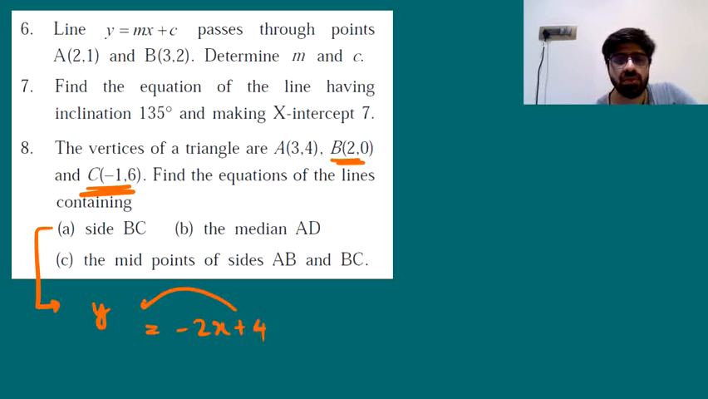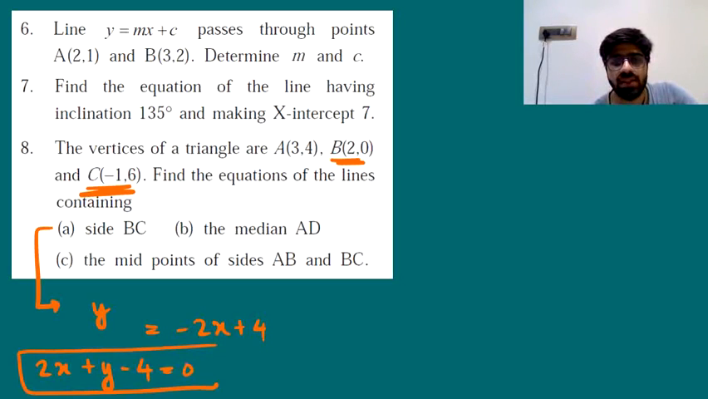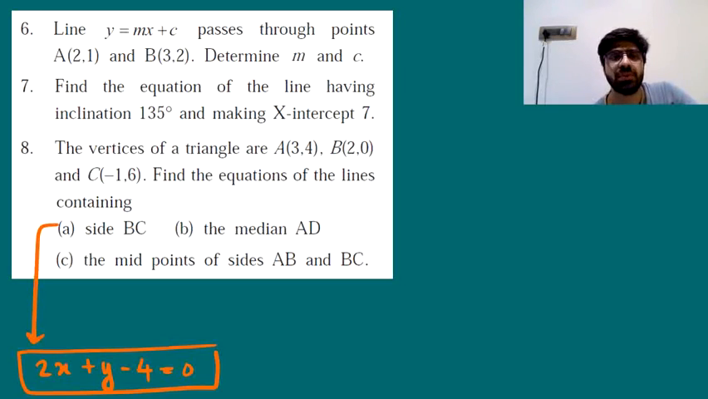And take all these terms on the left. So you will have 2x plus y minus 4 equal to 0. And yeah, that's the equation of side BC. That's how we are answering the A part of the 8th question. In a similar way, let's try to answer the B part. Now for answering the B part, they are asking you the equation of the median AD.